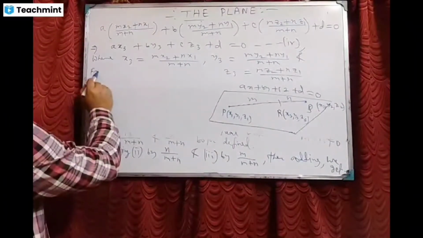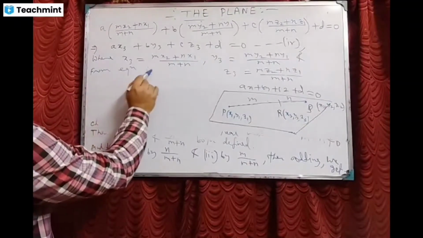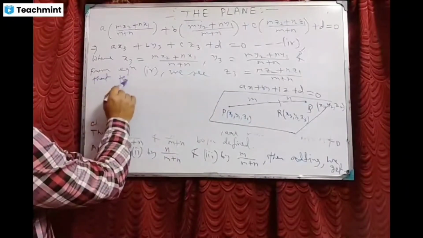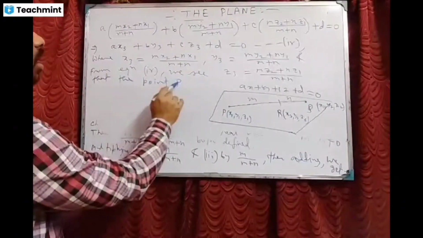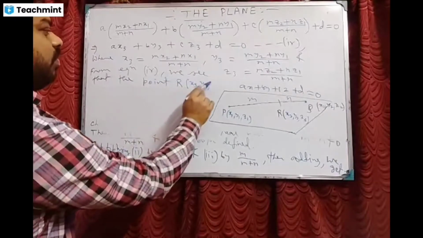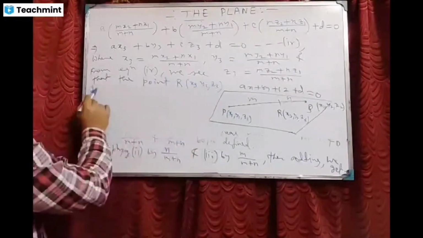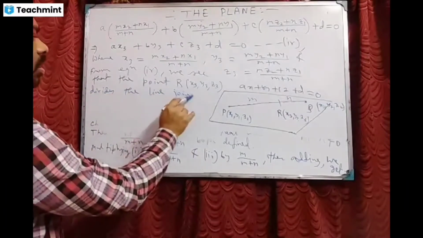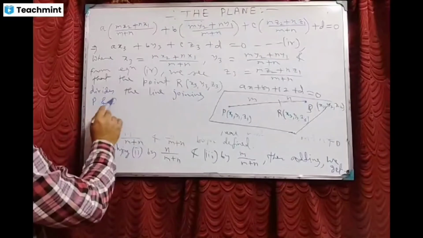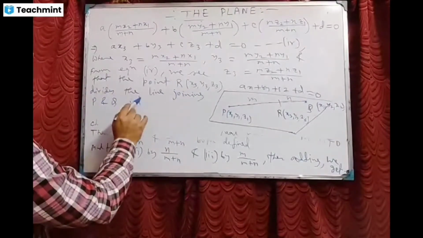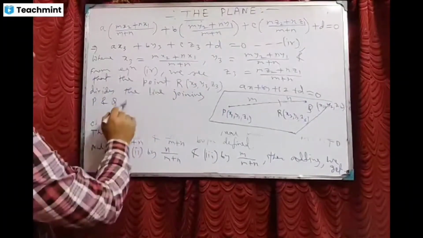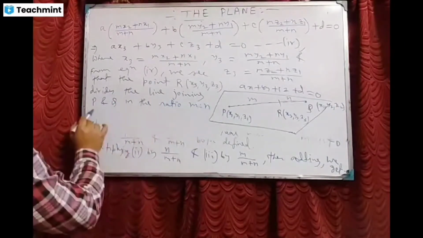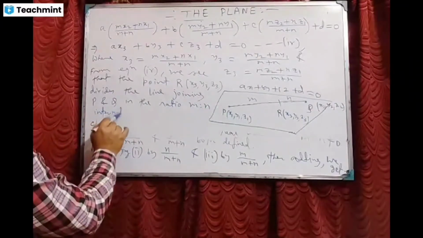So from equation 4, we see that the point R (x3, y3, z3) divides the line joining P and Q in the ratio m:n internally.